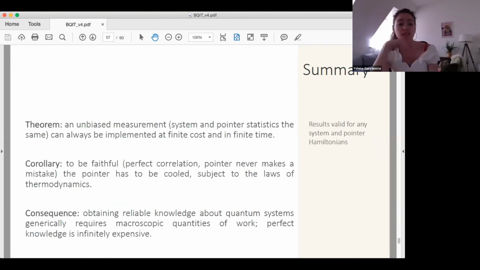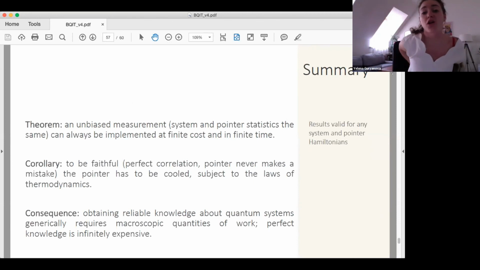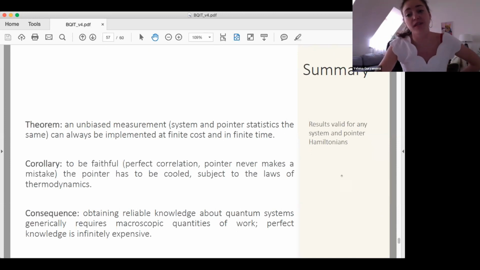So in summary then, we have a theorem. The theorem is that unbiased measurements, the ones where system and pointer statistics are the same, can always be implemented at finite cost and in finite time. The corollary of this, however, is that to be faithful, with perfect correlation so the pointer never makes a mistake, the pointer has to be cooled, and that's subject to the laws of thermodynamics. As a consequence, we see that obtaining reliable knowledge about quantum systems generally requires macroscopic quantities of work, so that perfect knowledge is infinitely expensive.